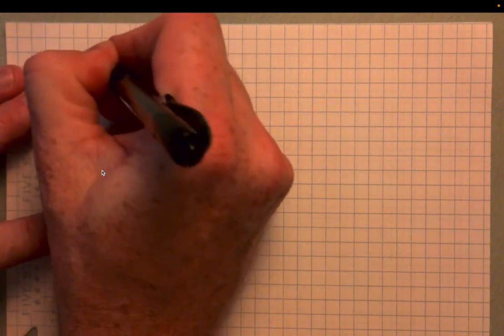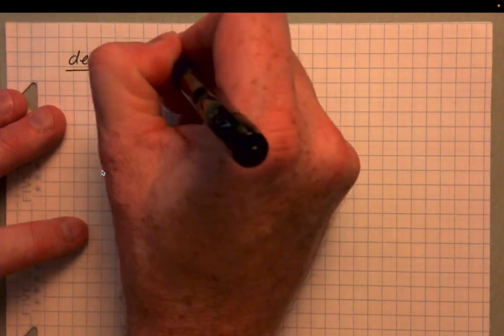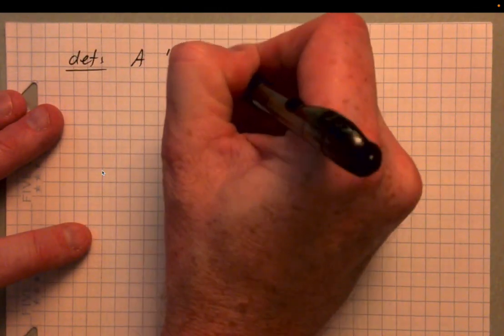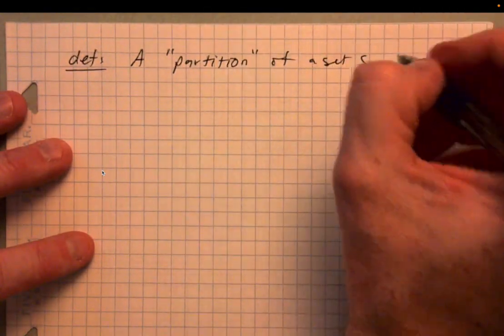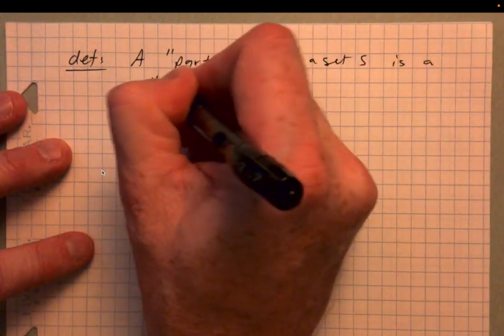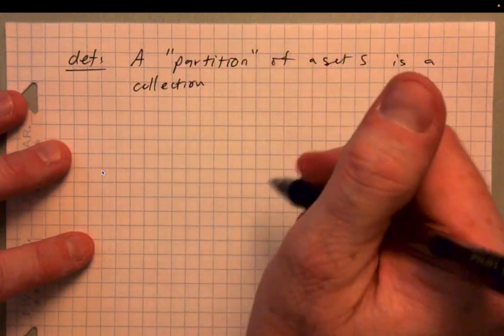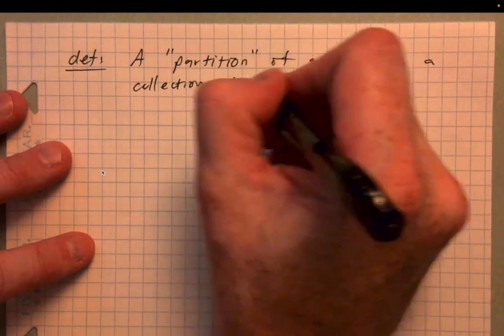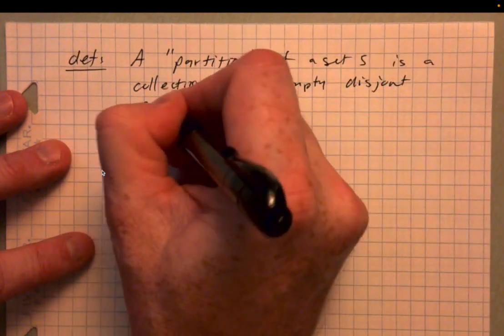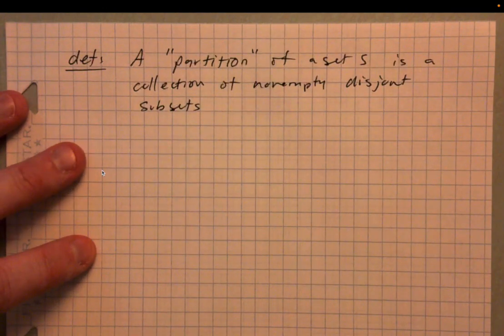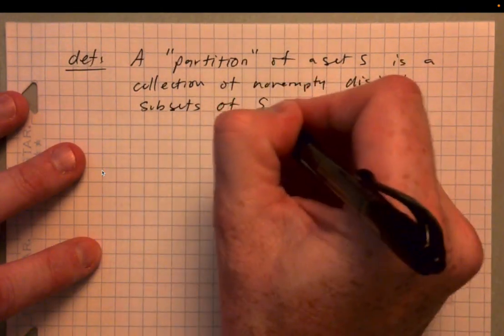Next up, we want to talk a little bit about partitions. Okay, so I want to define a partition. Maybe people have seen the idea of a partition, but let's define it. We'll use it a lot. A partition of a set S is a collection of non-empty disjoint subsets of S whose union is S.